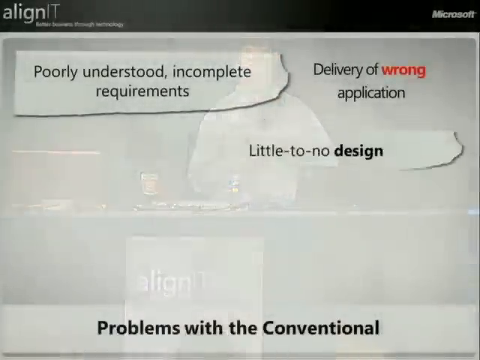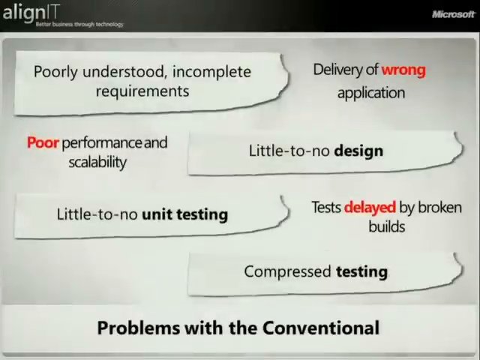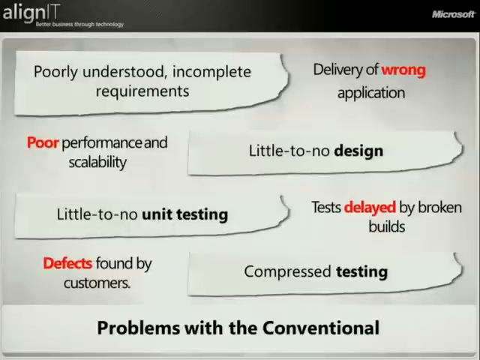And in order for us to address these issues, we need to see what problems lie within some of that conventional thinking. So some of the problems we see here is obviously we have requirements that are poorly understood, and that ends up with us as teams delivering the wrong application. That's really, really bad. We don't want to deliver the wrong thing or set the wrong expectations.